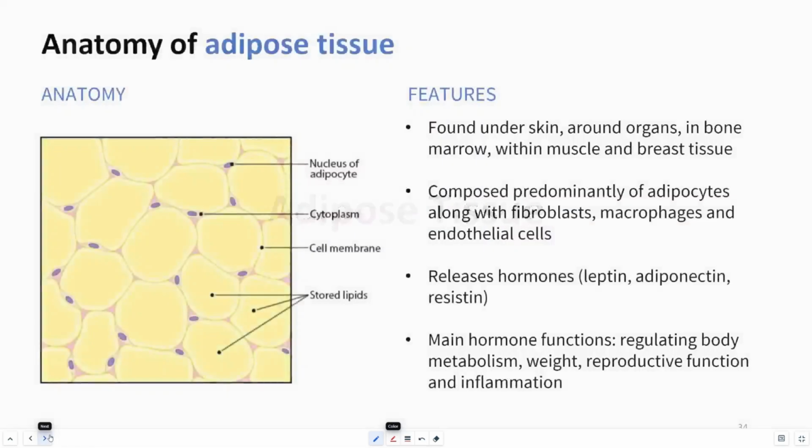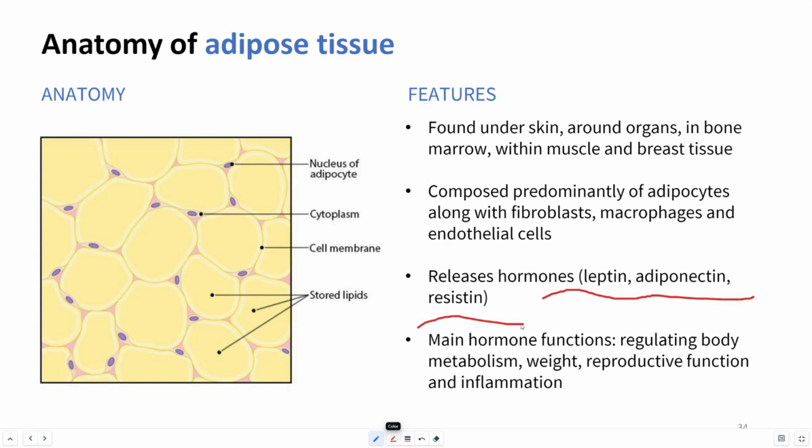Adipose tissue. Adipose tissue, also known as body fat, is a specialized connective tissue primarily composed of adipocytes. Their main function is for storing and releasing energy in the form of triglycerides. They serve various functions of the body, including insulation, protection of organs, energy storage, hormone regulation, and thermoregulation. Let's talk about a few of these key hormones: leptin, adiponectin, and resistin.